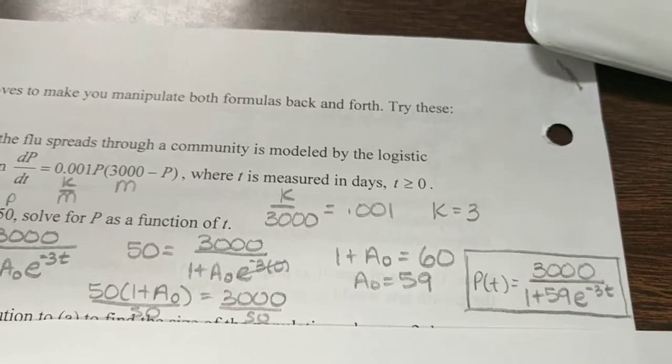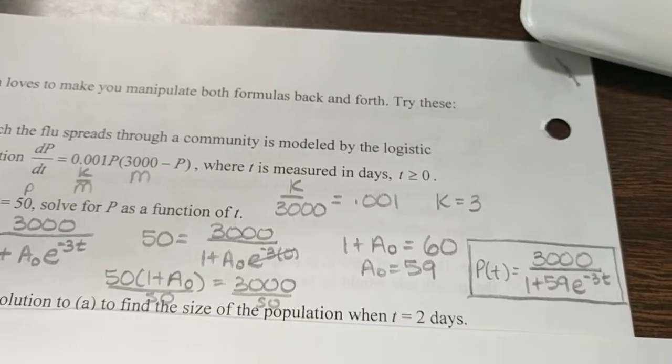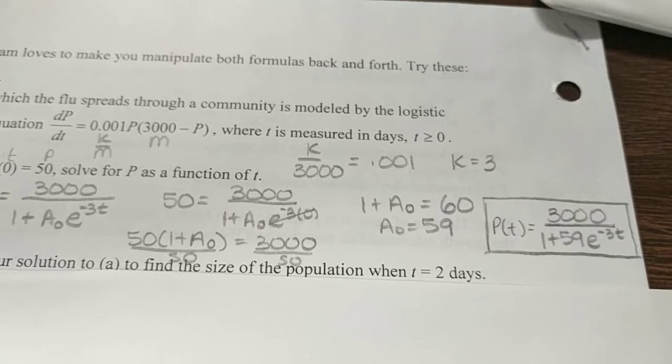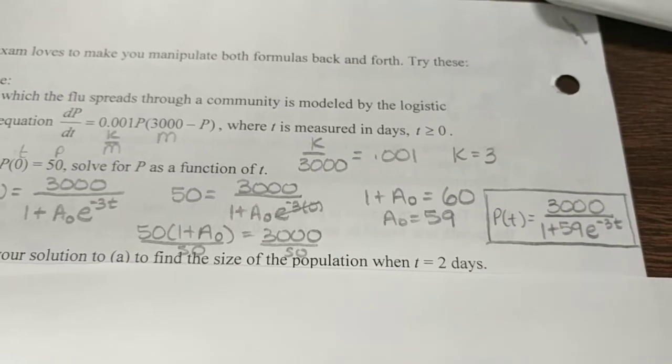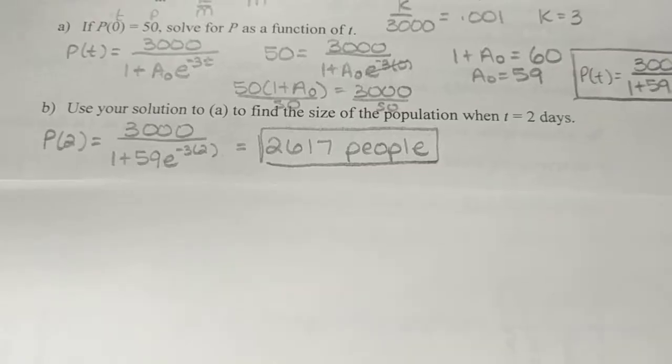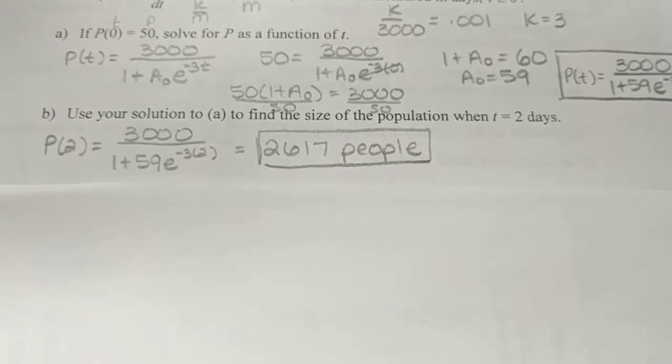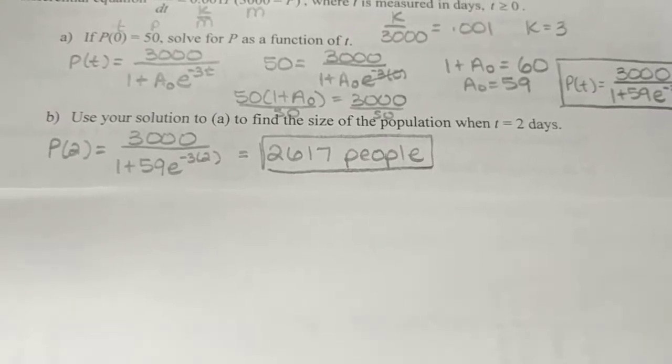All right, now it says in part B to use your solution from part A to find the population at 2 days. So go ahead and do that. That was just a simple plug and chug. Put it in on your calculator, and you should get 2,617 people.